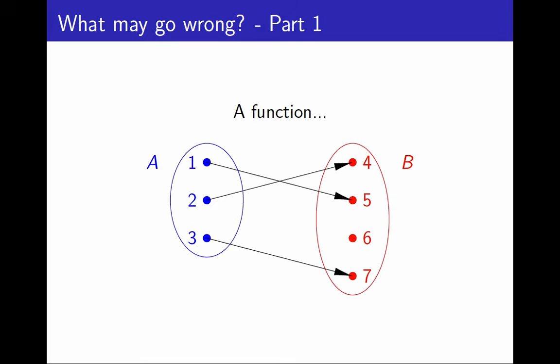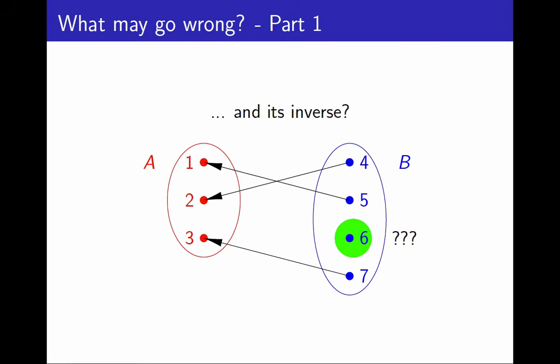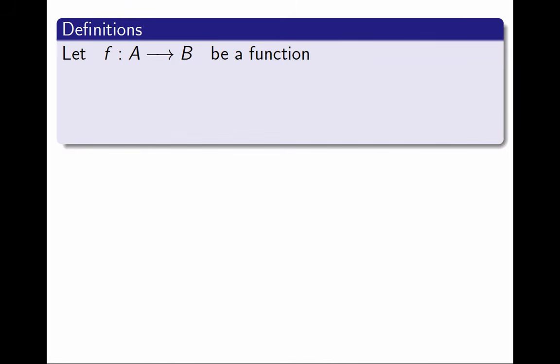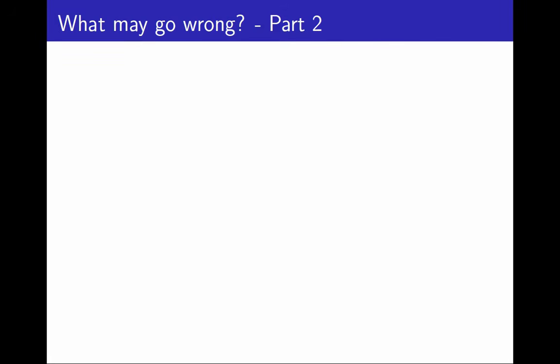First, consider this function as an example. If I try to construct its inverse, it is not a function, because 6 does not get mapped to anything. So what is wrong with the original function? There is an element in the codomain that is not in the range. That's a problem. Let's give a name to the good functions, the ones that do not have this problem. We say that a function is surjective or onto, these two words are synonymous, when the range is the full codomain. We are going to need at least this property in order to have an inverse, but by itself it is not enough. What else may go wrong?